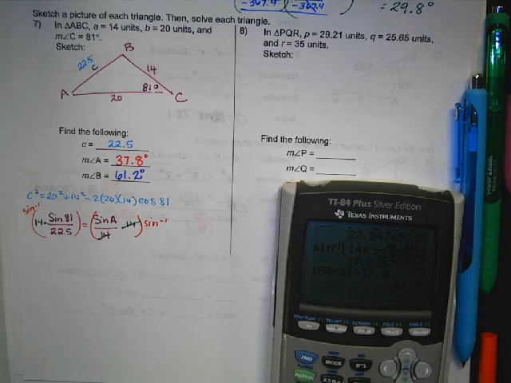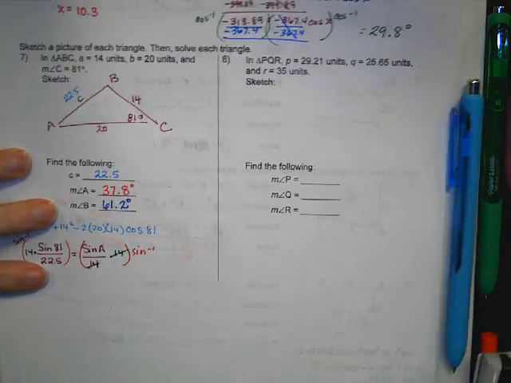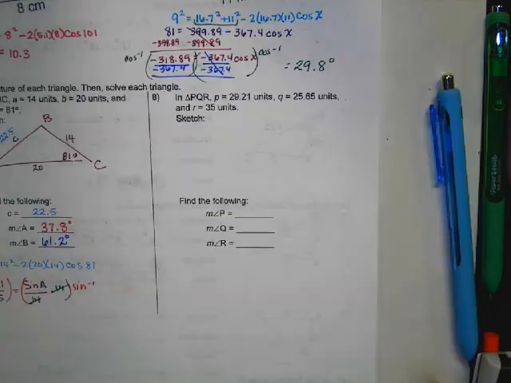Right. So now you could have used law of cosines to find all the missing pieces. You'll get the same answers, but it's easier to use law of cosines once and then do law of sines, because law of sines is just a little easier. But if you want to do law of cosines, it's up to you.